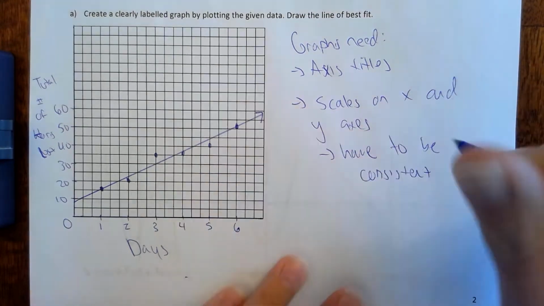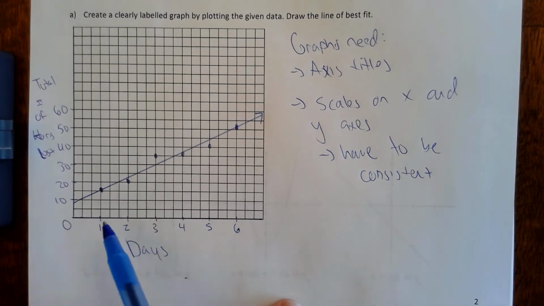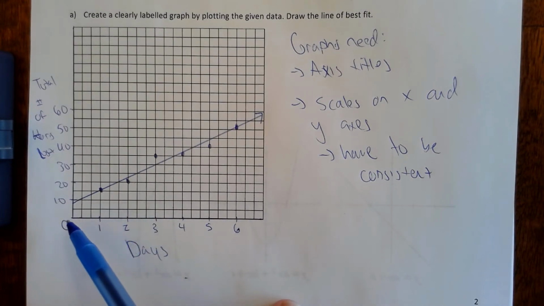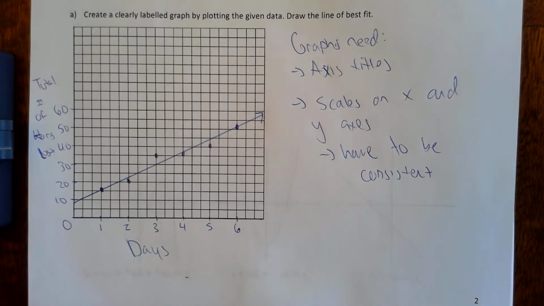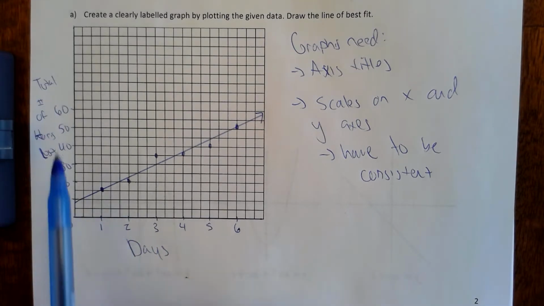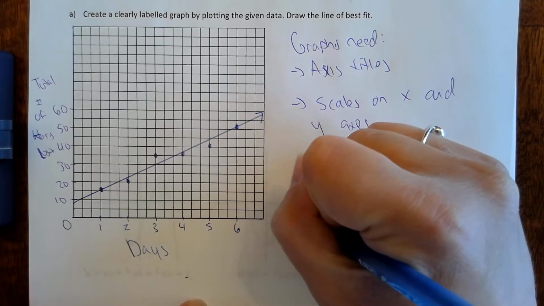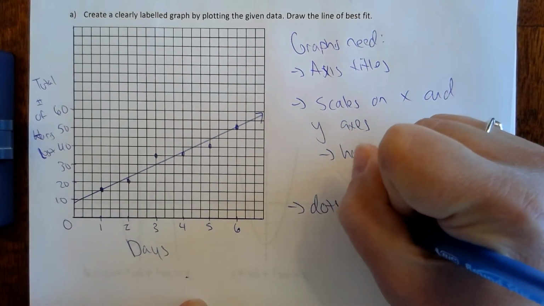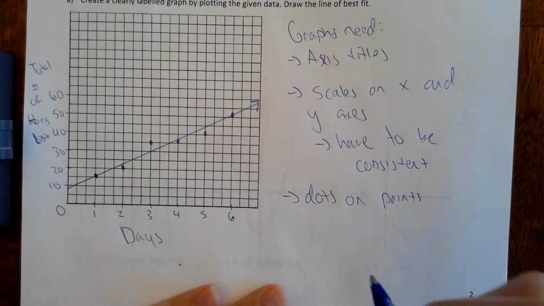A question I get sometimes is, does this scale have to match that scale? No, they can be totally different. Like here I use 3 boxes for 1, and here I use 2 boxes for 10. Totally separate, that's okay. It's more of a time constraint than anything else, right? But just this one has to be consistent, and that one has to be consistent. And then you need to have some dots. Dots on your points. That's all the dots we put there.